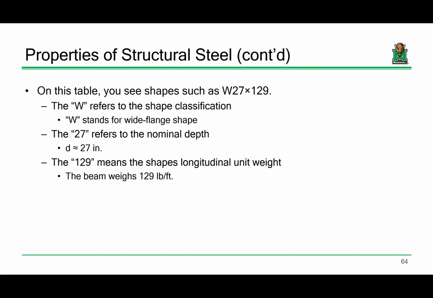What does the 129 mean? It means that's how heavy it is. A W27 by 129 weighs 129 pounds per foot. So you never need to do any math to determine how heavy a rolled shape is, or a wide flange is, because it's all right there. Okay. So far so good? Yes?